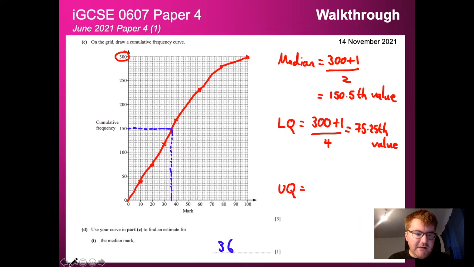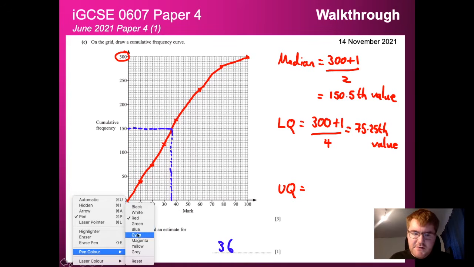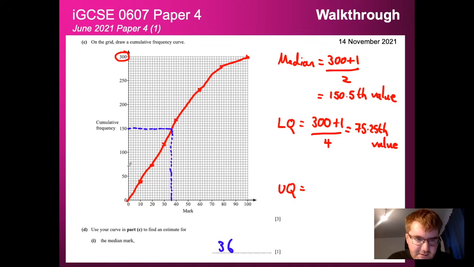So I'll use a different color here for interquartile range. I'm going to do this in magenta, lovely color. So we're going to 75, which is here. I'm going to go across and downwards. So I'm getting that value there to be 20.